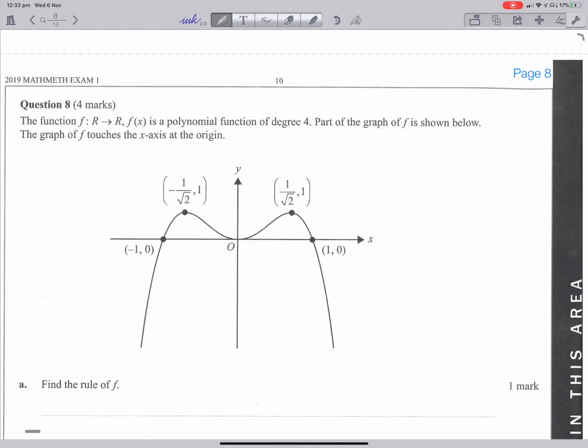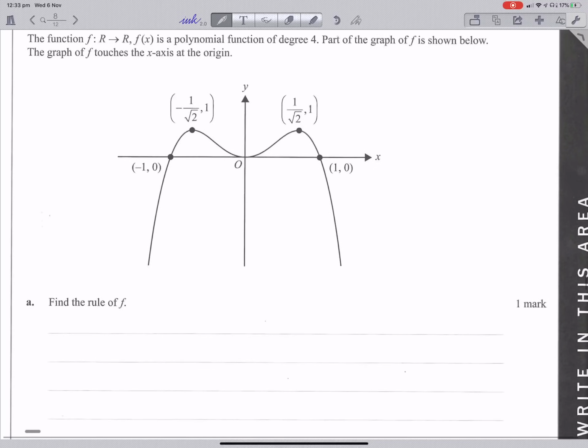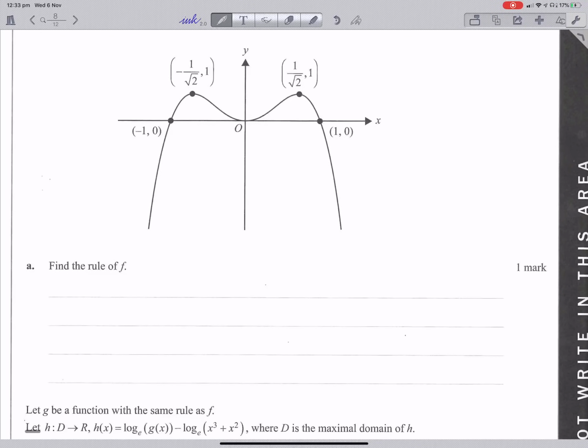Okay, function polynomial degree 4, part of the graph is shown, touches the x-axis. Find the rule of f of x. It's got a turning point at 0, 0. That's repeated. x squared, x minus 1, x plus 1. If I let x equal 1 on root 2, we get 1/2.